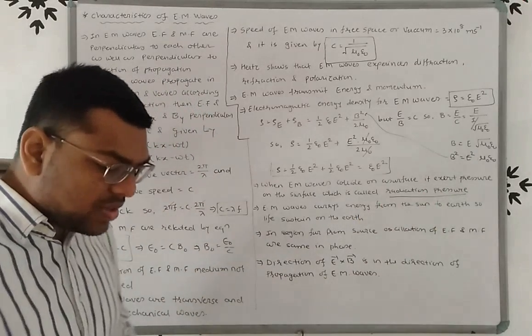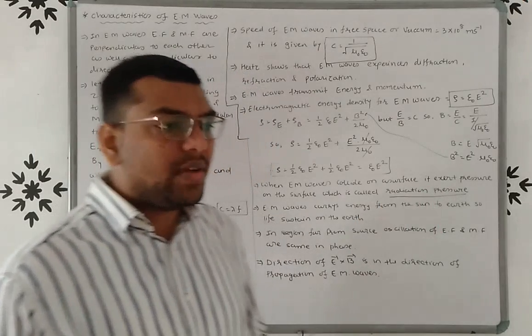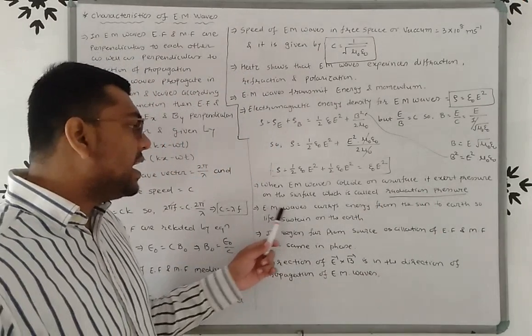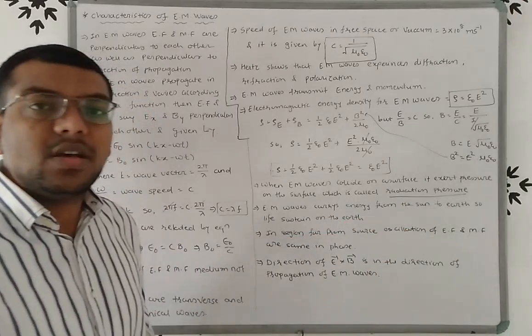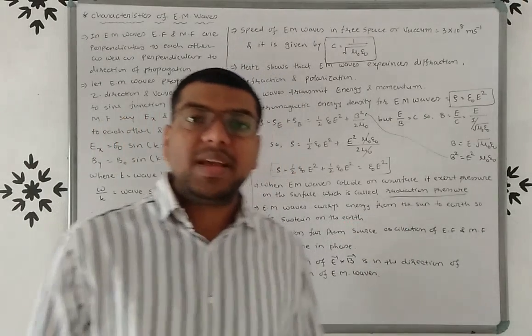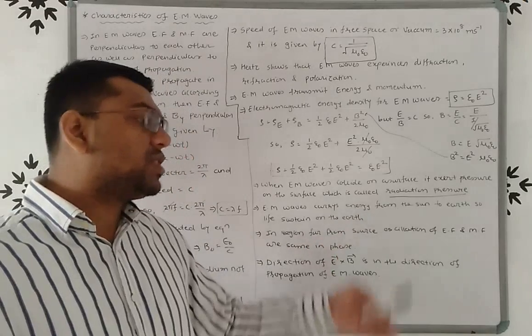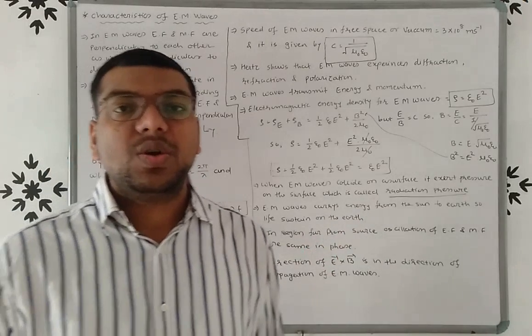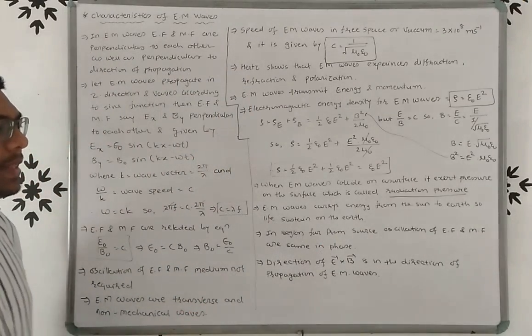Next, we know that sunlight is an EM wave, right? Electromagnetic wave. So we can say that EM waves carry energy from the sun to the earth. So life is sustained on the earth, right? Because these EM waves carry energy from the sun to the earth. So life is sustained on the earth.